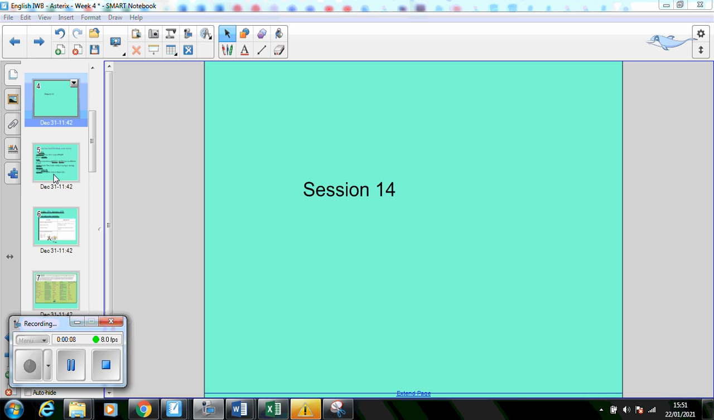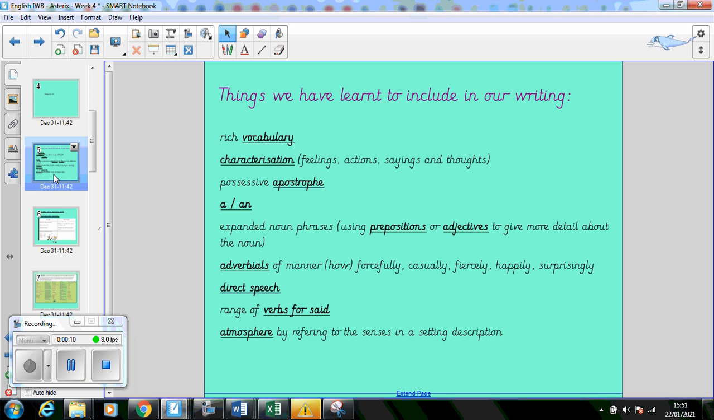I would like to start by reflecting on what we have learnt to include in our writing. You have looked at so much rich vocabulary during this unit. I would like you to remind yourself of everything you've learnt, so I'm going to attach a sheet with some of the words that we've been learning about.